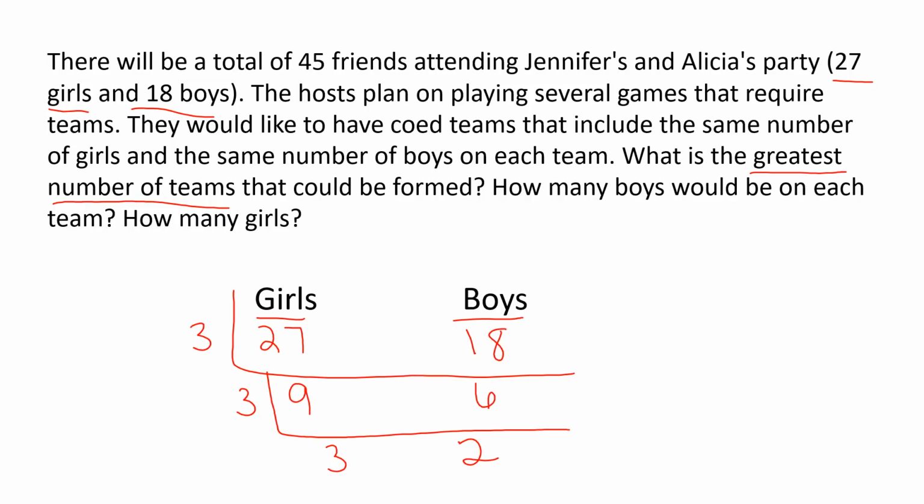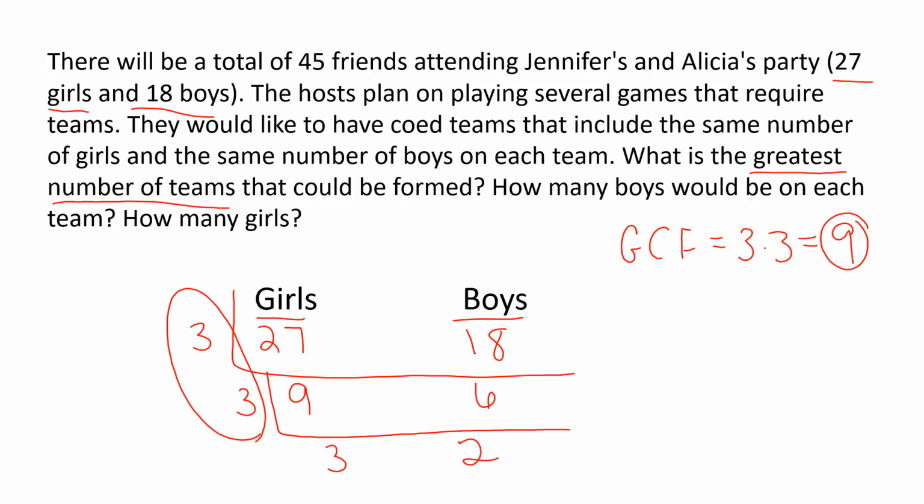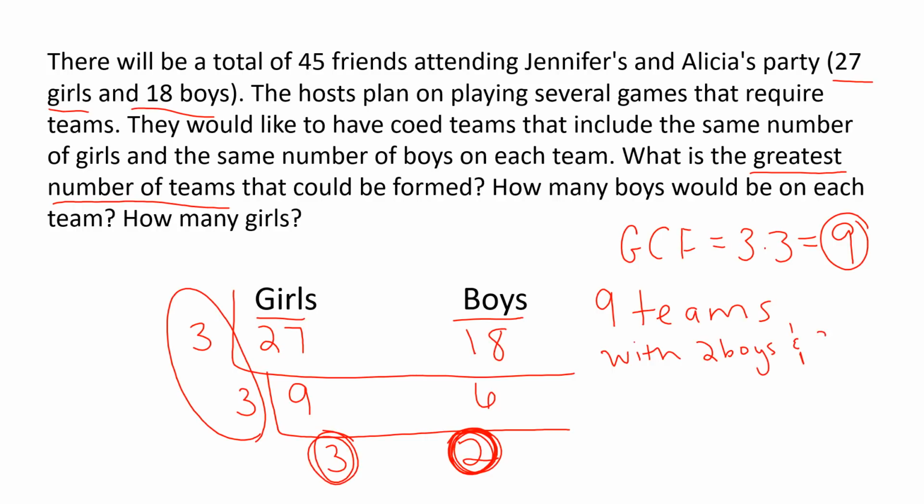The GCF is on the left. There's 2 numbers on the left. So the GCF is equal to 3 times 3, which is 9. So our GCF is 9. So what is the greatest number of teams that could be formed? 9 teams. How many boys would be on each team? So on each team there would be 2 boys. Look at the bottom of your ladder diagram. So 9 teams with 2 boys and 3 girls on each team.